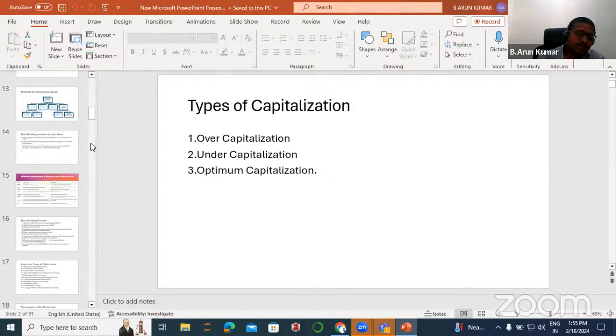Coming to unit number three, the unit number three is financial planning. In financial planning, you first study the definition of financial planning.